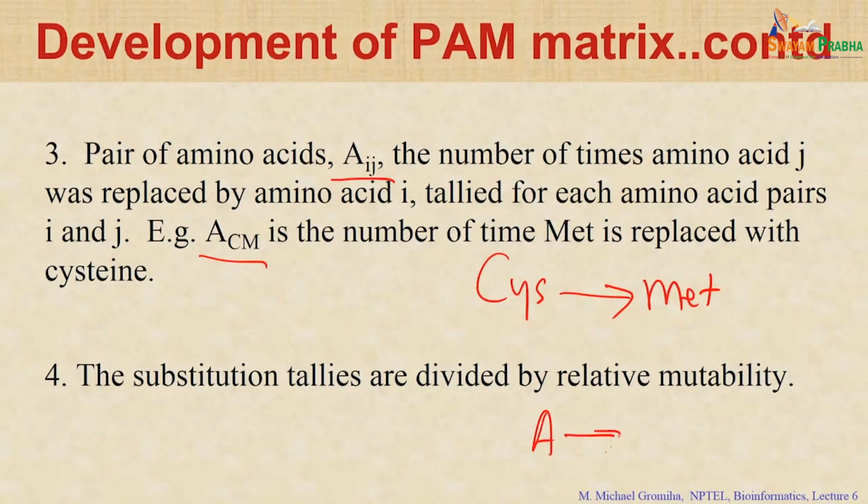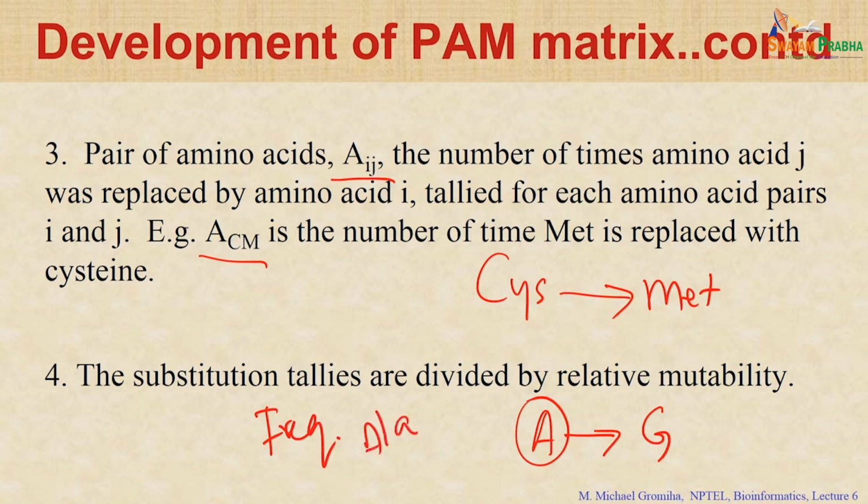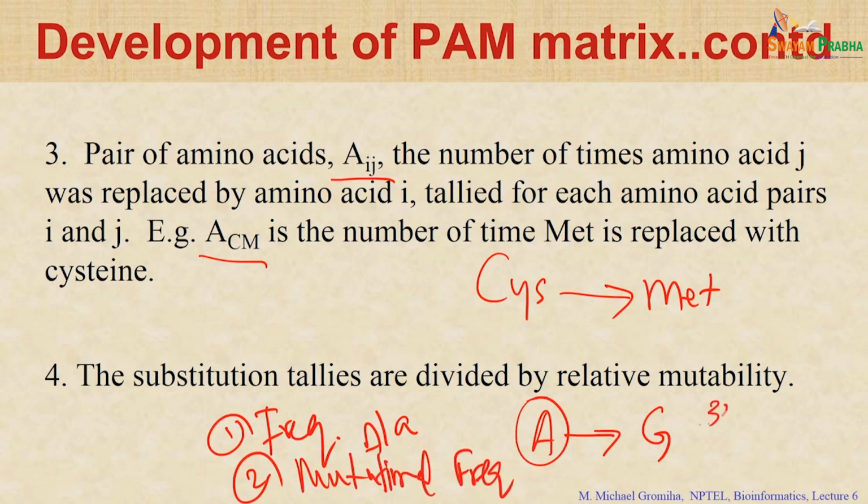So, for example, if you take any sequence, for example, alanine to glycine, what are the different aspects we need to consider to derive the PAM matrix? The frequency of alanine, right? First, we need the frequency of alanine, and then the mutation frequency of alanine. So this is one, and the second one is how many times A is mutated. So, mutation frequency, and then the specific pairs, right? For example, how many are the preferred specific mutations? For example, the mutation A to G. Right, we need to consider all these aspects to derive the PAM matrix.